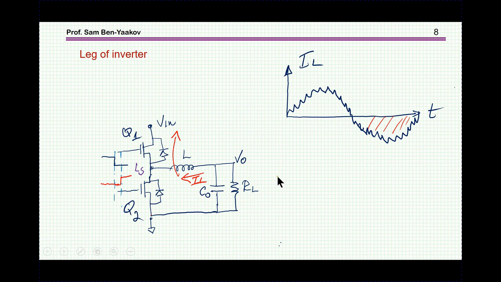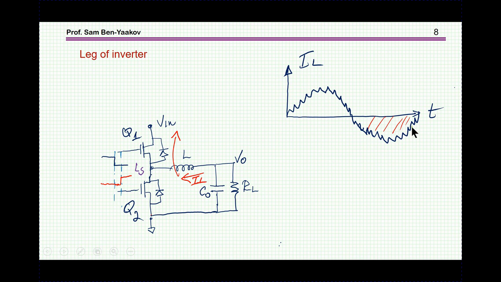In the case of a synchronous buck converter, the current of the inductor goes only one direction because you have DC here, you have DC here, and the current goes this way. But in a leg of an inverter, you have an AC, low frequency current, which is bipolar, and in this case, current will go one way, the average current, and then go the other way, like here.